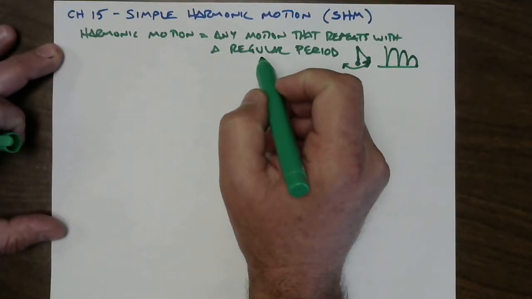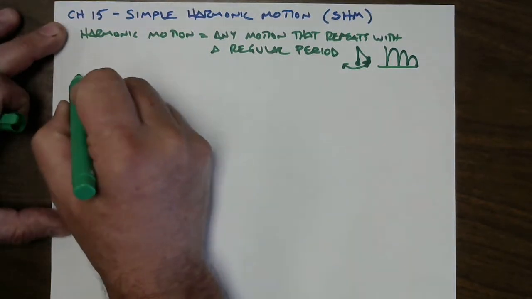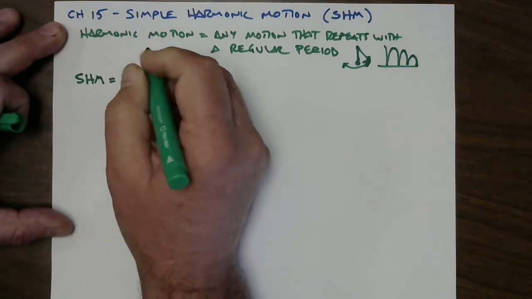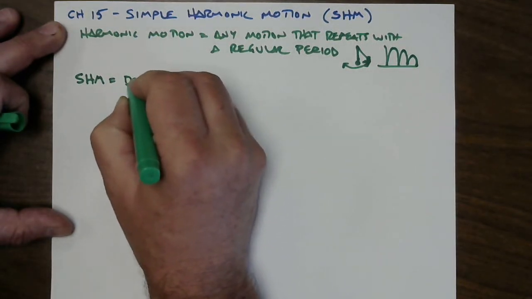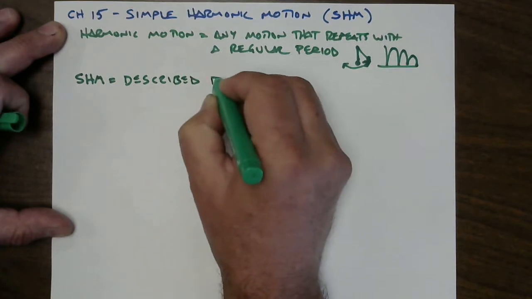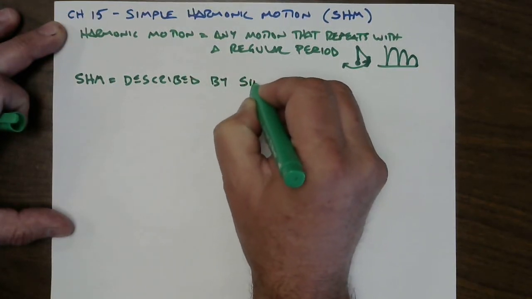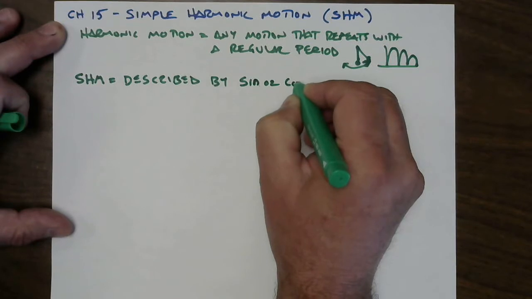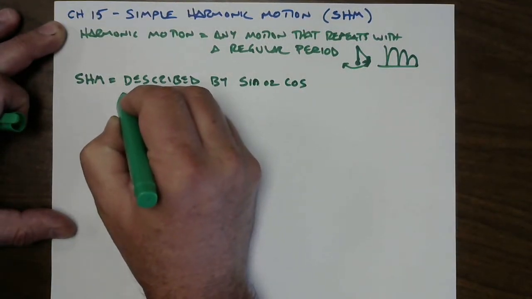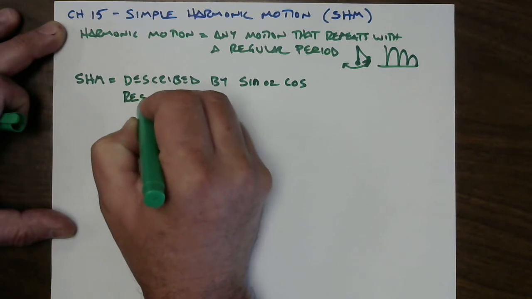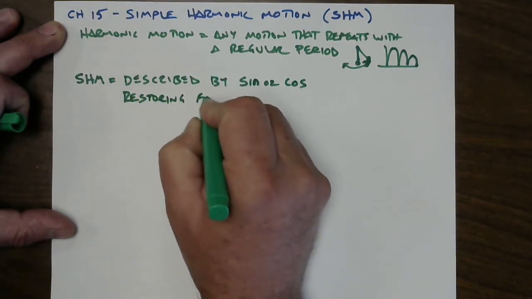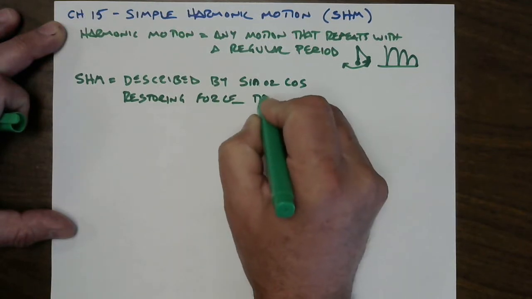So what makes something simple harmonic motion? Well, simple harmonic motion has some special stuff to it. Simple harmonic motion is described by sine or cosine. And also, simple harmonic motion has a restoring force that is linear.